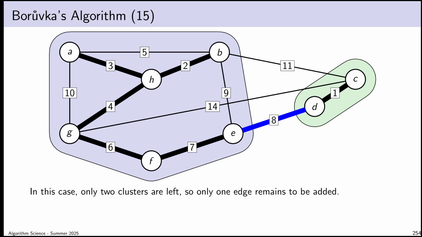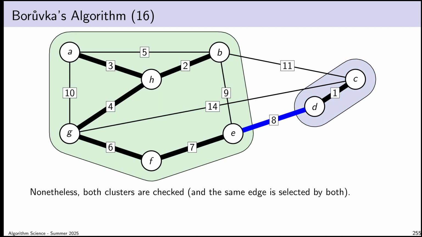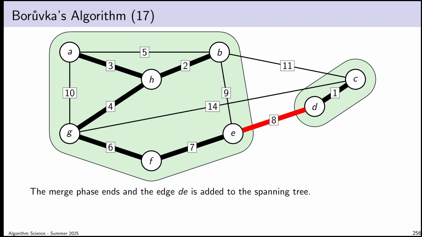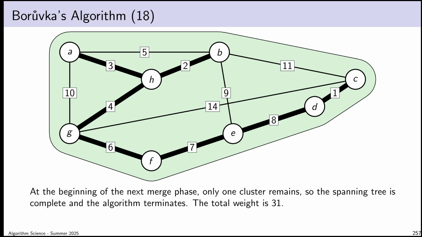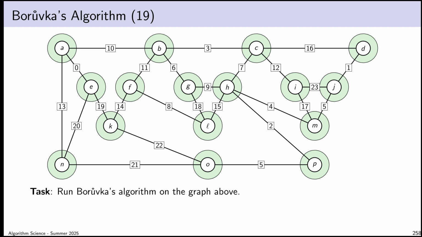Okay, here there are only two components, so I choose this edge as the minimum weight edge leaving the component, and then I choose this edge again as the minimum weight edge leaving this component. And then I have this edge ready, I perform the merge, I have one cluster left, and the algorithm is done. Total weight is 31. There it is. That's Borůvka's algorithm.